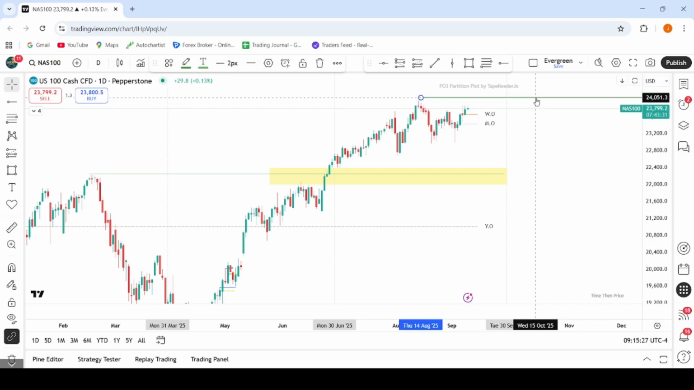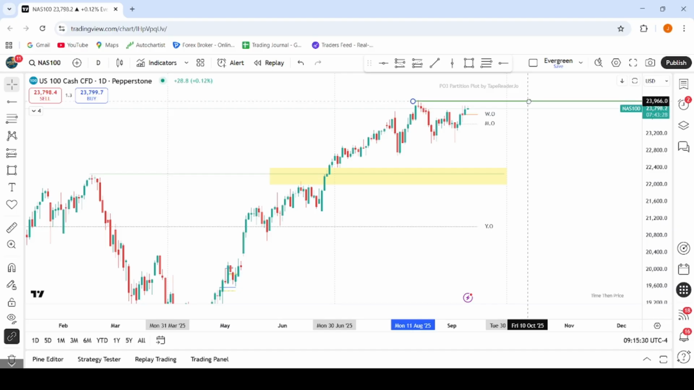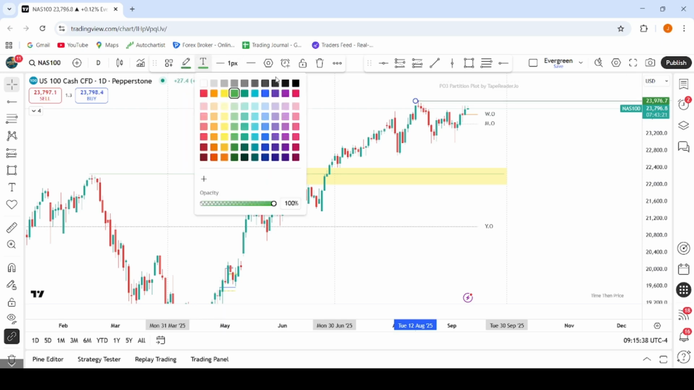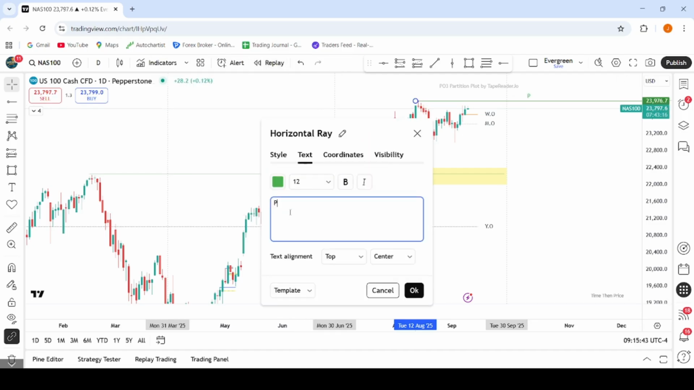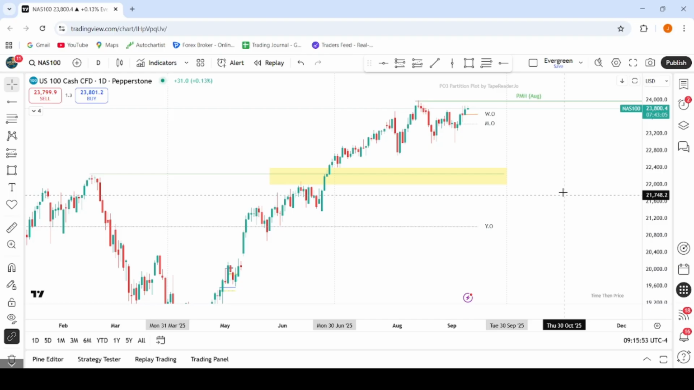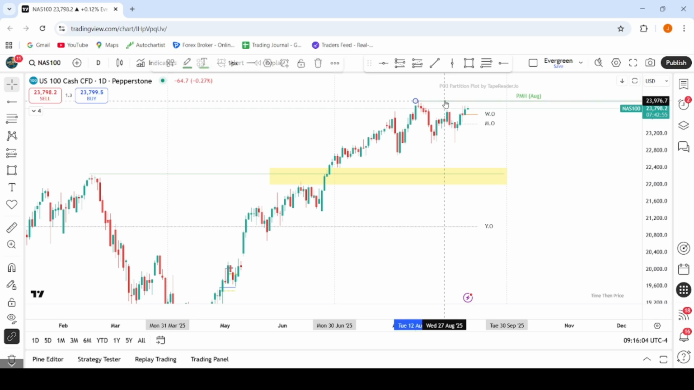It's a little thick. So we just do previous month's high. I'm just going to put August. All right. We can also see this low here, which is the previous month's low.